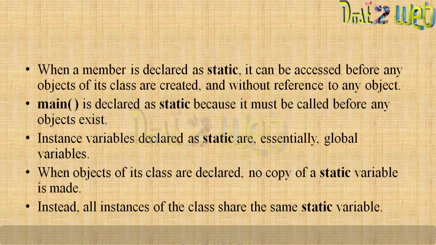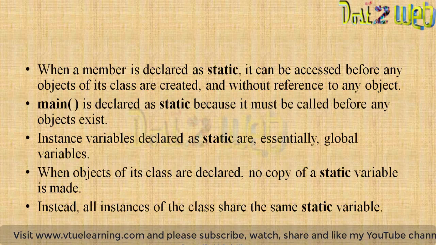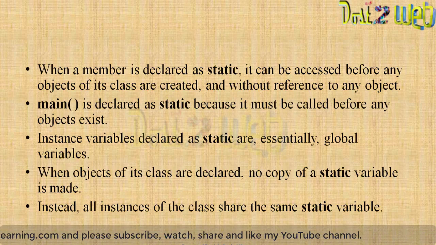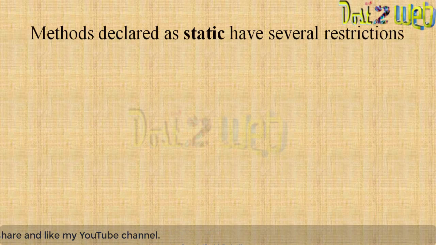And we know that static can also be used with the global variable. An instance variable can be declared as static, essentially a global variable. When any object of its class is declared, no copy of a static variable is made. Once you create any object, no copy of the static will be made, and all instances of the class will share the same static variable. Let's see with this example, then you will understand.